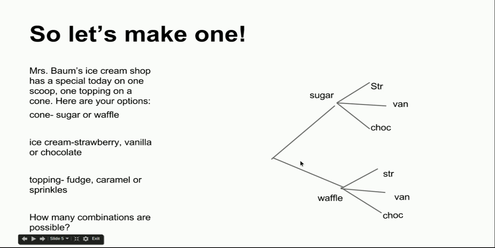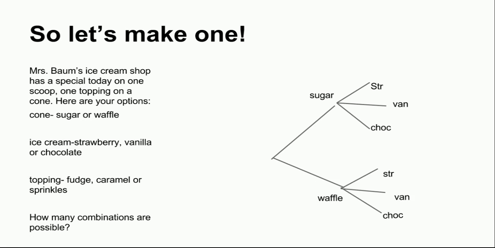Our next step is our ice cream. And for each of the types of cones that you chose, there were 3 different ice cream choices. So right here, this chocolate is actually chocolate on a sugar cone, which is different from this chocolate because this is chocolate on a waffle cone. So this is our second level of our combination choices. At this point, we have 1, 2, 3, 4, 5, 6 possible outcomes.